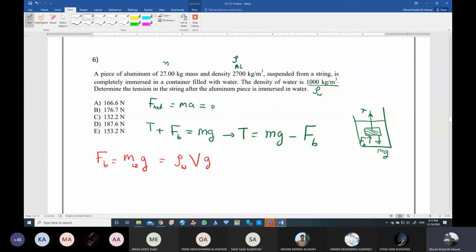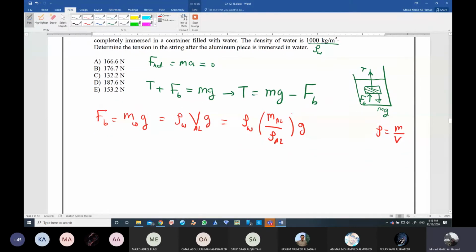And we know that the volume of the displaced fluid, or displaced water, is equal to the volume of the immersed object. So this is equal to the volume of the aluminum. And we know that the volume is equal to the mass of aluminum divided by the density of aluminum, because if you remember, rho is equal to m over v, so v is equal to m over rho.